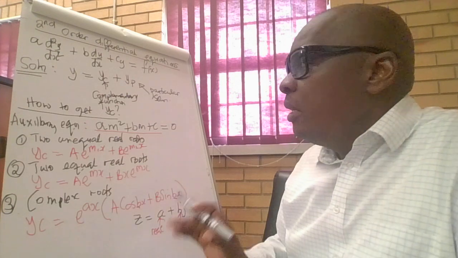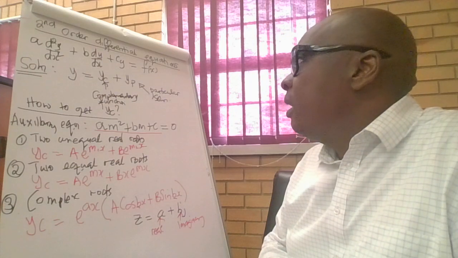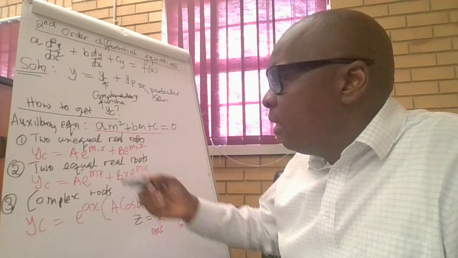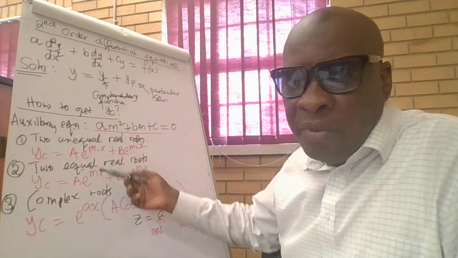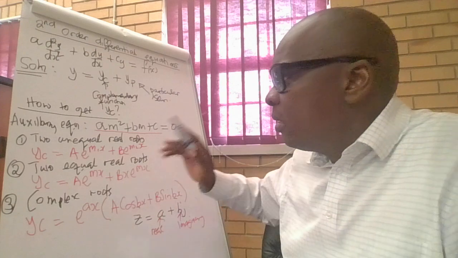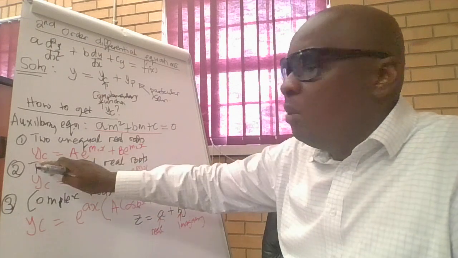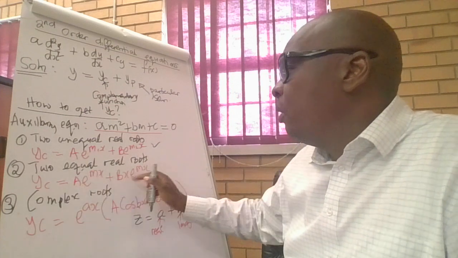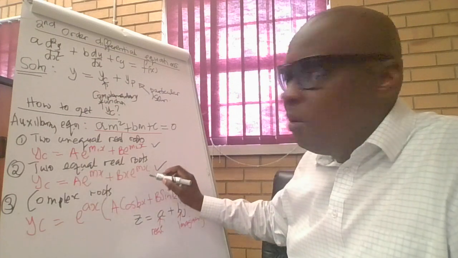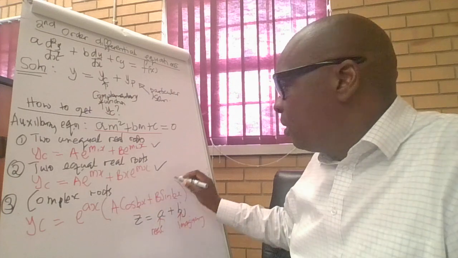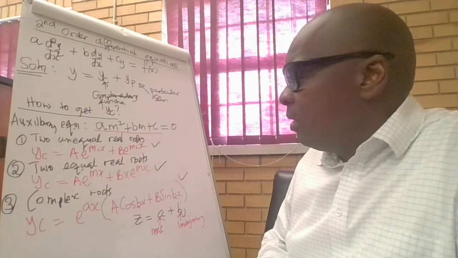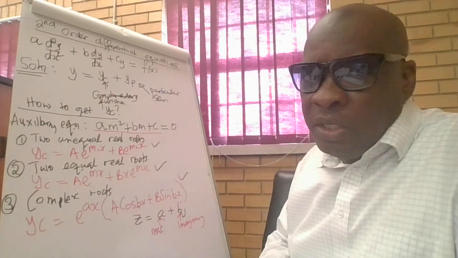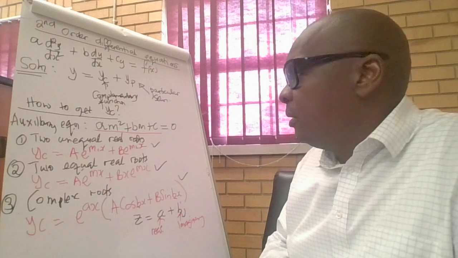From here, depending on whatever second order differential equation you are given, the complementary function will take one of these forms depending on the roots. If you have two unequal real roots, your complementary function takes this form. If you have two equal real roots, the complementary function takes this form. If you've got two complex roots, then the complementary function takes this form as well. So that's how to get the complementary function of a second order differential equation.